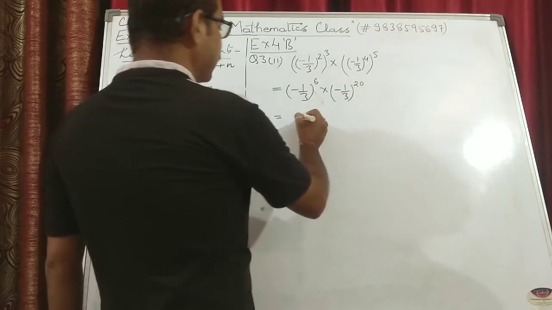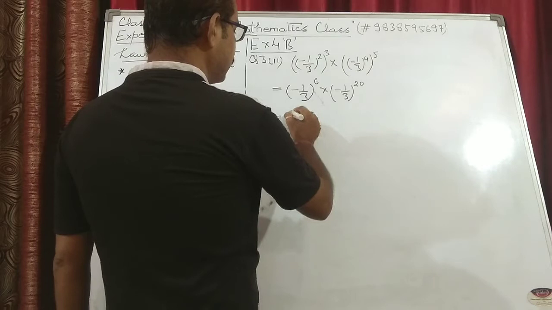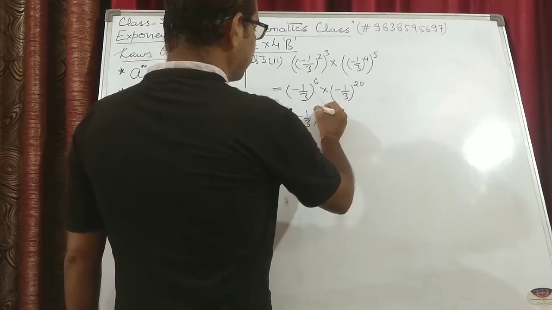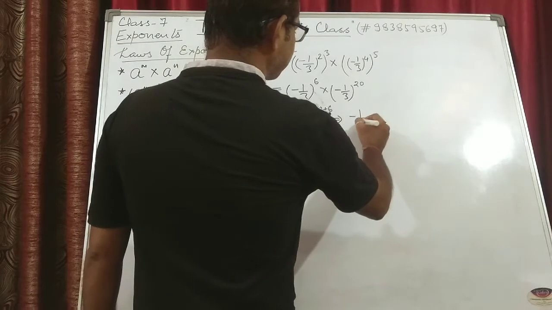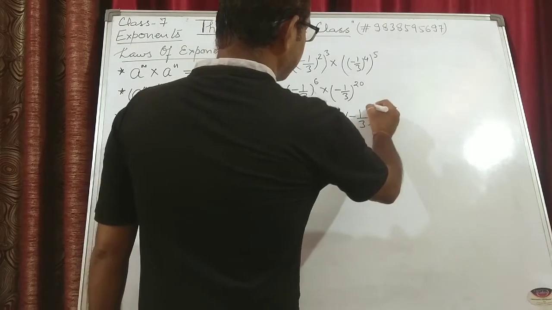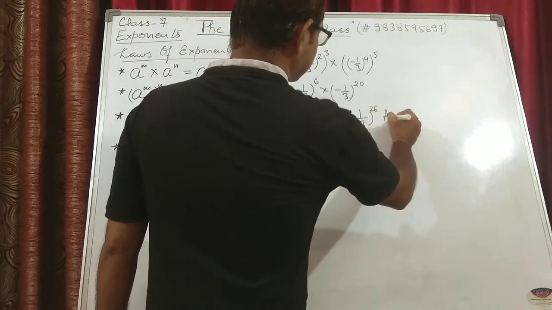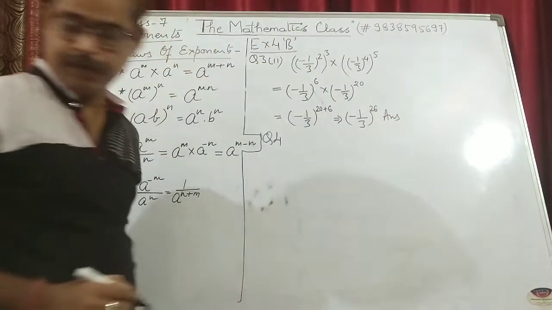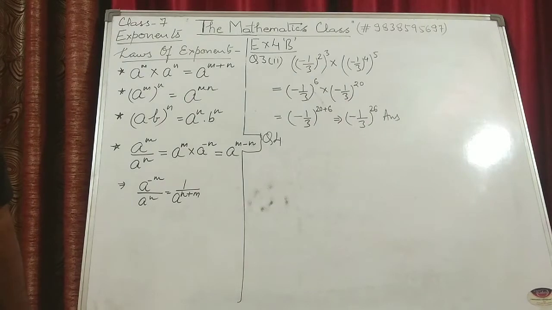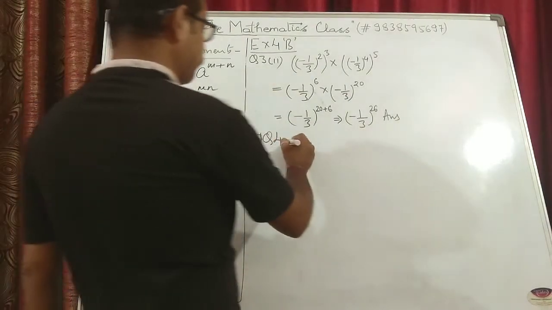It means minus 1 upon 3 whole power 20 plus 6, that will be minus 1 upon 3 to the power 26. That is the final value. Now we'll take question number 4. In question number 4, first I'll take second part.